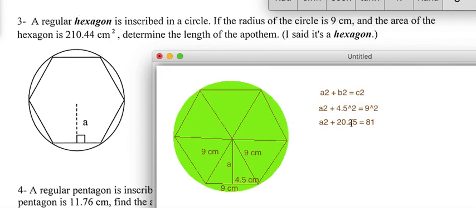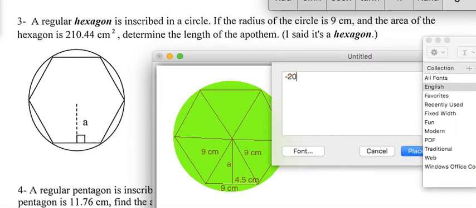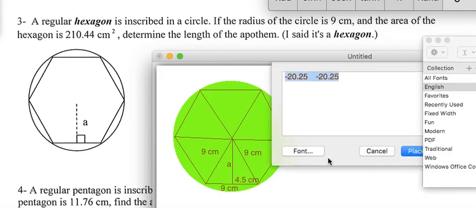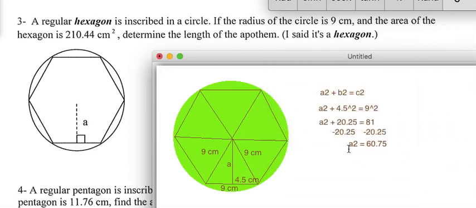Now to get just A, I'm going to have to subtract 20.25 from both sides. Let me do that. I'm subtracting 20.25 from both sides, and that leaves me with just A squared on the left, which is what I want. And on the right, what I have is 81 minus 20.25, which is 60.75, I think. Yeah, that looks right. So A squared equals 60.75.